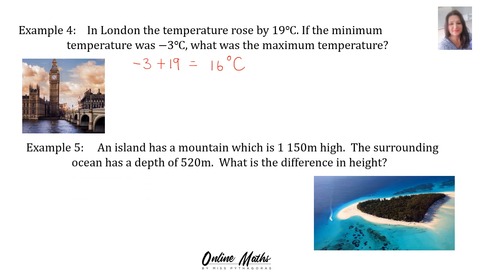Example 5. An island has a mountain which is 1,150 meters high. The surrounding ocean has a depth of 520 meters. What is the difference in height? In other words, you've got the mountain 1,150 meters minus the depth 520 is equal to 630 meters. That's the difference in height.